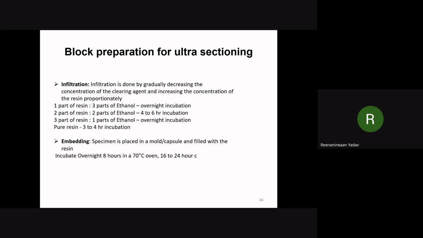So before that, to polymerize that resin, we have to put our sample at 70 degrees Celsius, generally for 16 to 24 or 48 hours. So we put our sample inside a mold or a capsule and then pour the 100% resin and then put it into the oven at 70 degrees Celsius for 2 days.